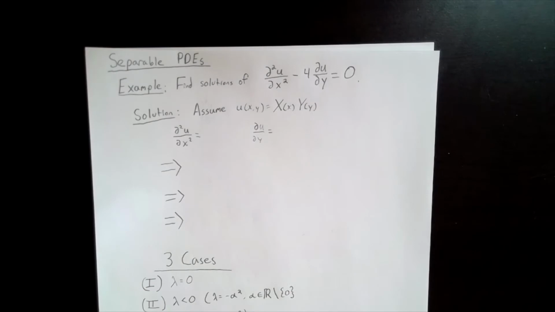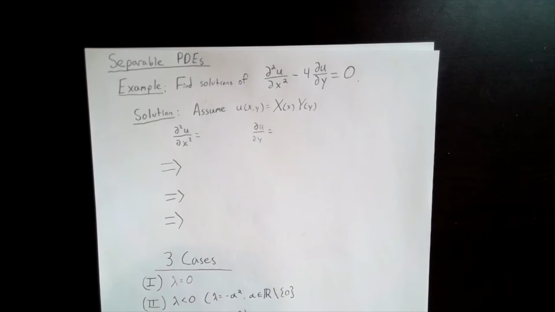In this example, we are asked to find solutions of this partial differential equation, defined by the second partial derivative of u with respect to x minus 4 times the first partial derivative of u with respect to y equals 0.